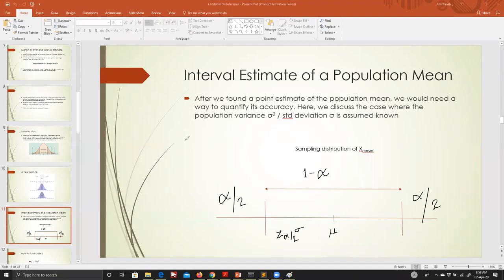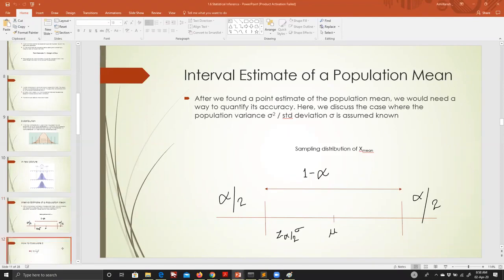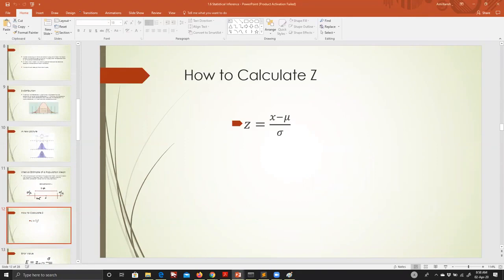Now you might be wondering how I am getting all this calculation. First, let me give you a simple idea. I want you to note down how to calculate the value of Z. The Z value is x minus mu, divided by the population standard deviation. That will give you the Z value. Basically, it is a ratio relative to the standard deviation.